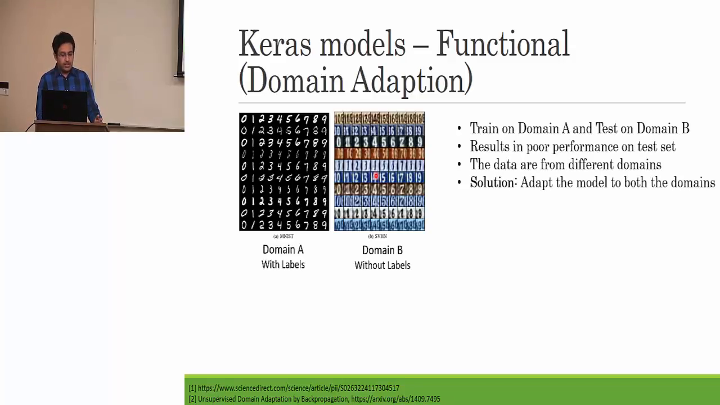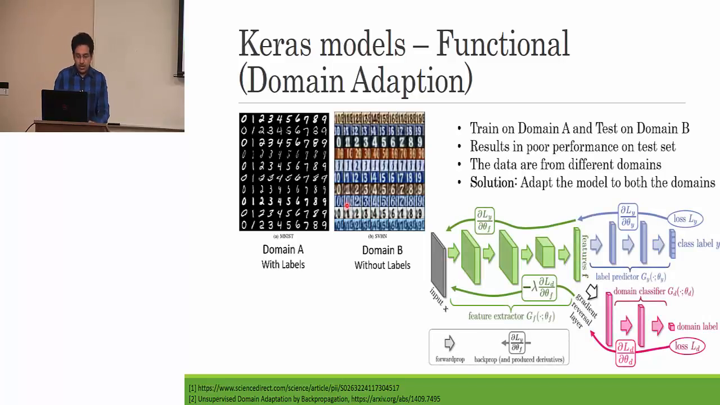So the solution for this is to adapt the model for both the domains, and this is an entire field in machine learning called domain adaptation. So here is one network. You can implement this network using functional API. So this is the one that I was talking about, where there is a bunch of feature extractor layers, and then it splits up into 2 forks. So right now this does domain adaptation.